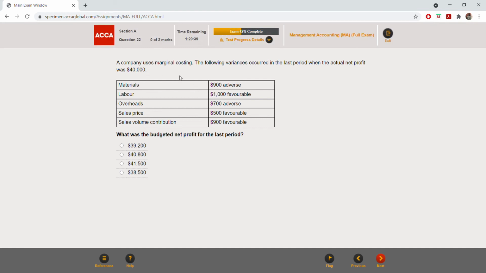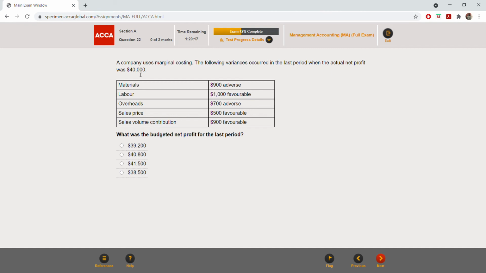A company uses marginal costing. The following variances occurred in the last period when the actual net profit was 40,000. So you have been given the budget and net profit for the last period. We all know the formula. The actual net profit was 40,000. Now you have to go back.